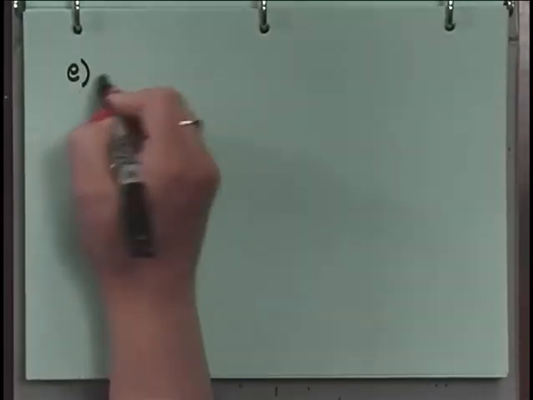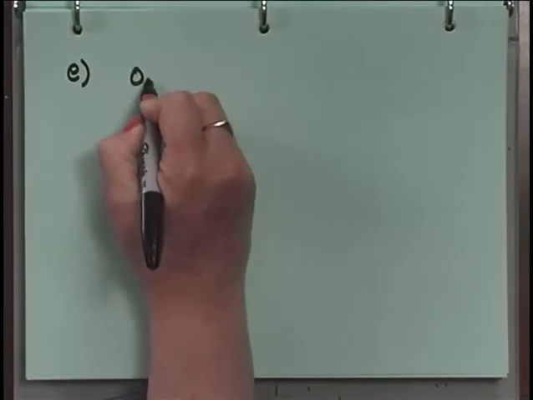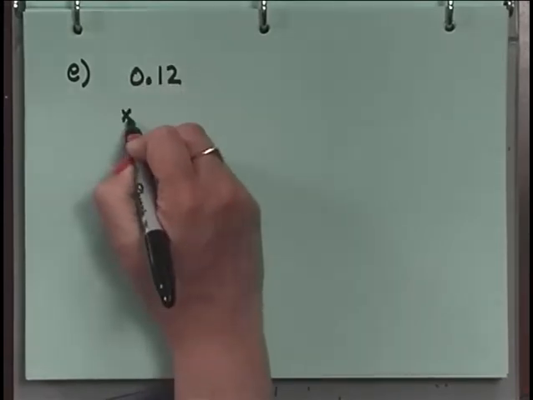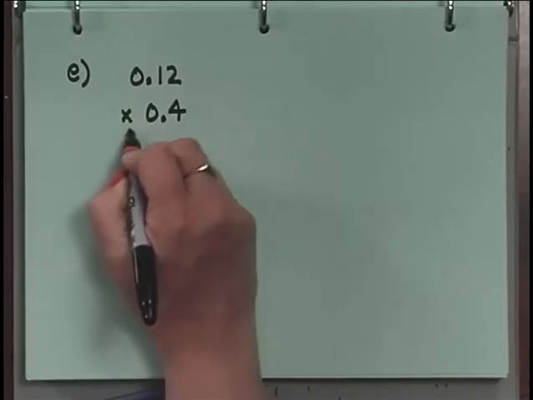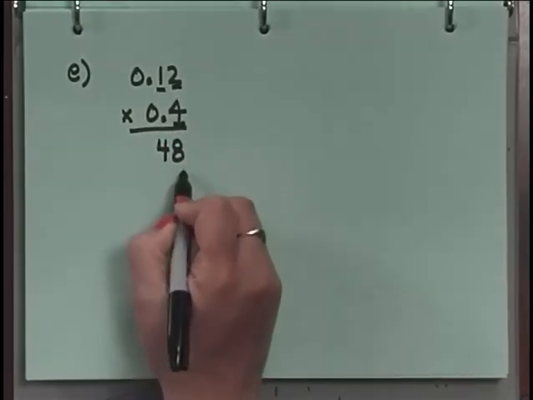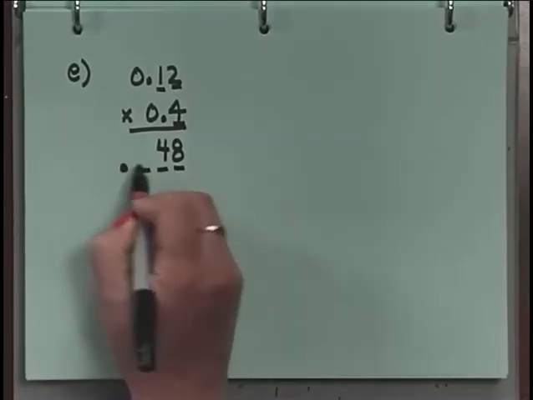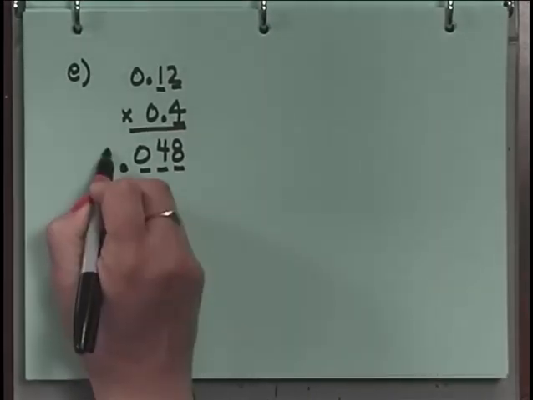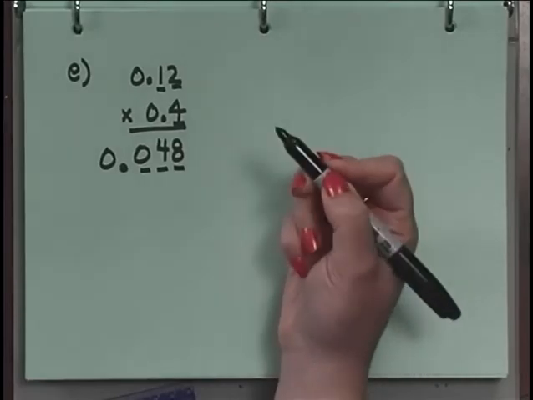Problem E, we have 12/100, and we're multiplying that by 4/10. Well, 12 times 4 is 48, but we have 3 decimal places in our factors, so we need 3 in our product. So we'd have to insert that 0. So 48,000ths would be our answer.